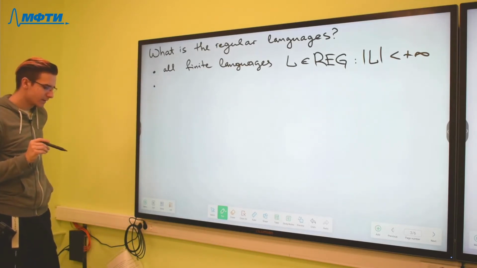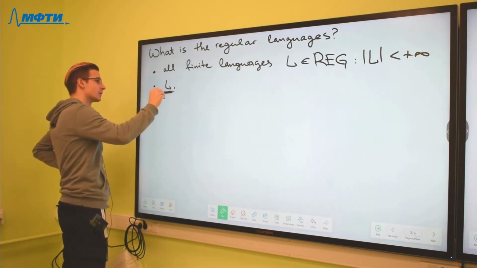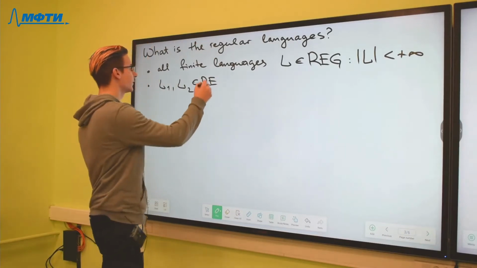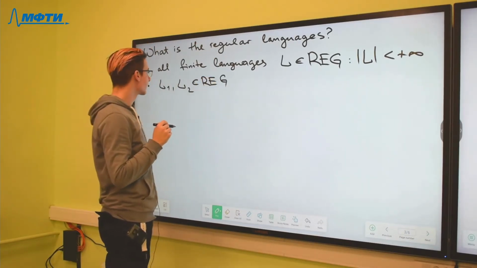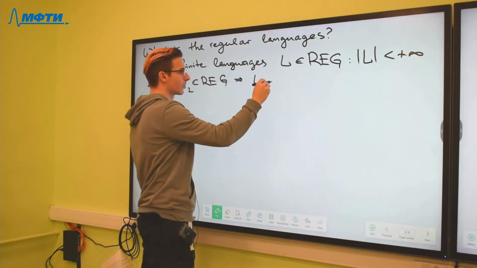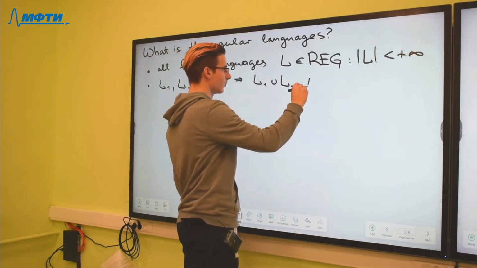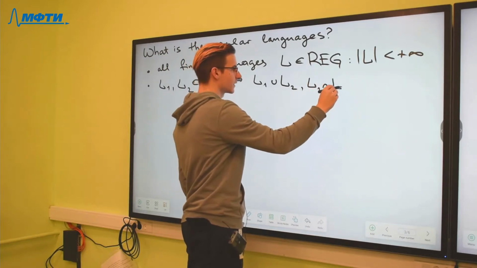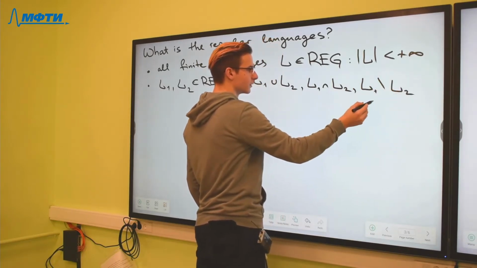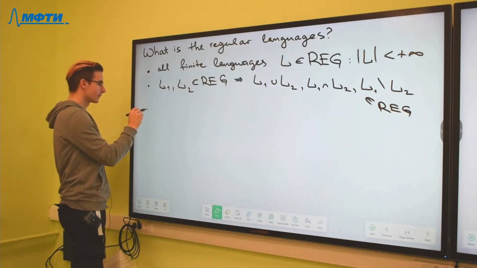Then, we say that if we have two languages from the class of the regular languages, then the union, the intersection, or the difference is also in the regular languages.